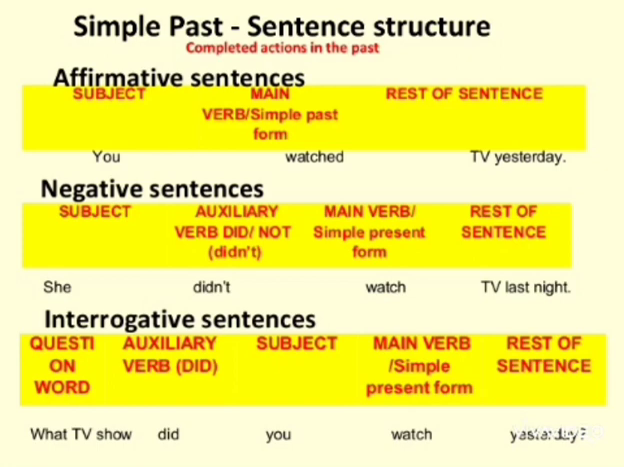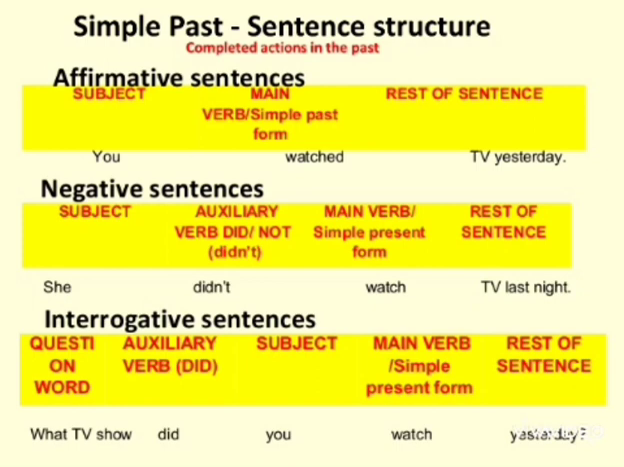Sentence structure of negative sentence. Subject, she. You have to use the past form of the auxiliary verb, like did, and as it is negative, not. And in simple past tense, after the auxiliary verb, you have to use the simple present form of the main verb, like watch, and rest of the sentence, TV last night. She didn't watch TV last night.